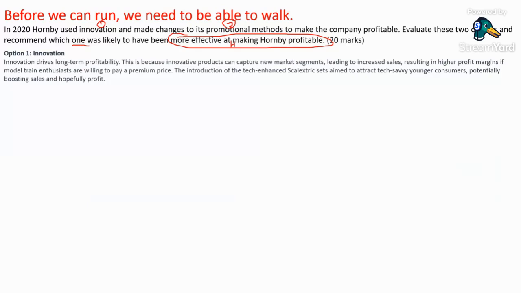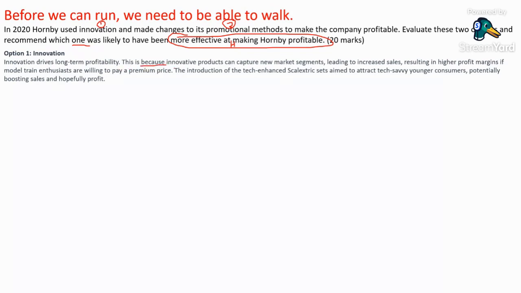I've written option 1, innovation. I wouldn't write that in the exam, by the way. I'll just start off with innovation, and think about our P paragraph and our chains of argument. So my point is innovation drives long-term profitability. Okay? Then I'm going into my chain of argument instantly.